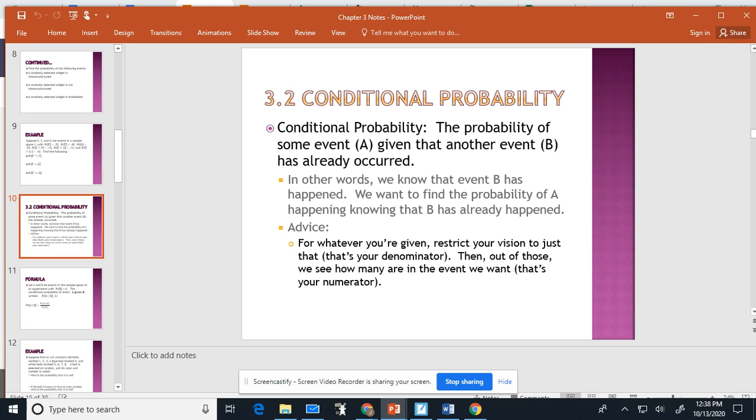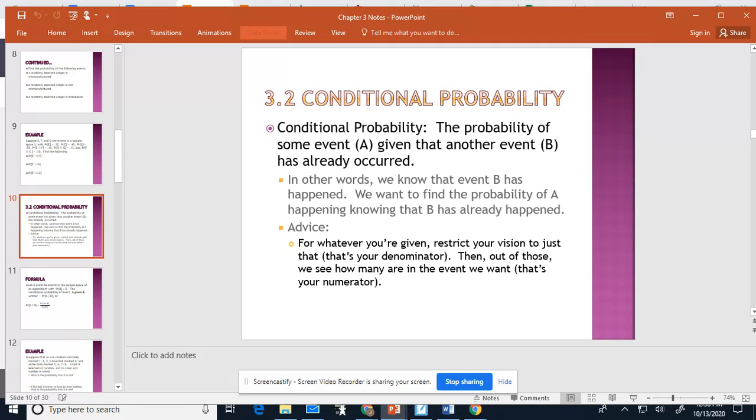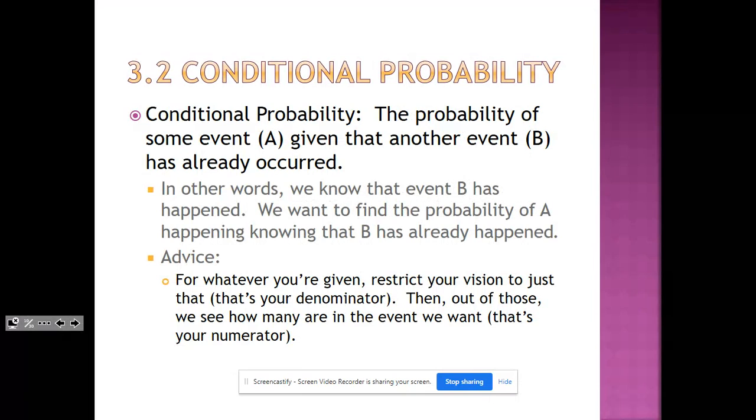3.2, conditional probability. I want to preface this by saying this is one of the more difficult sections, at least in terms of the concept to understand. So pay close attention, rewind as needed. Let me know what questions you have in class when you see me.